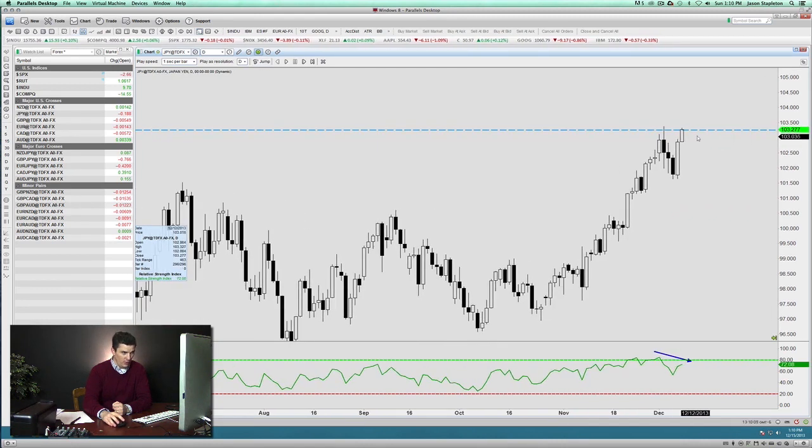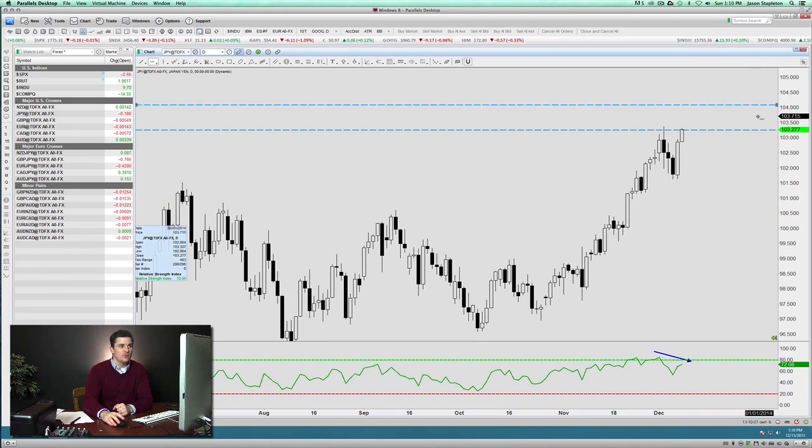Okay, so we're sitting here at the resistance level. So I chose my stops. I said I'm going to put my stops at 104.08, just above the 104 even handle. So if the market runs up into 104s, I'm going to give it a little bit of room.